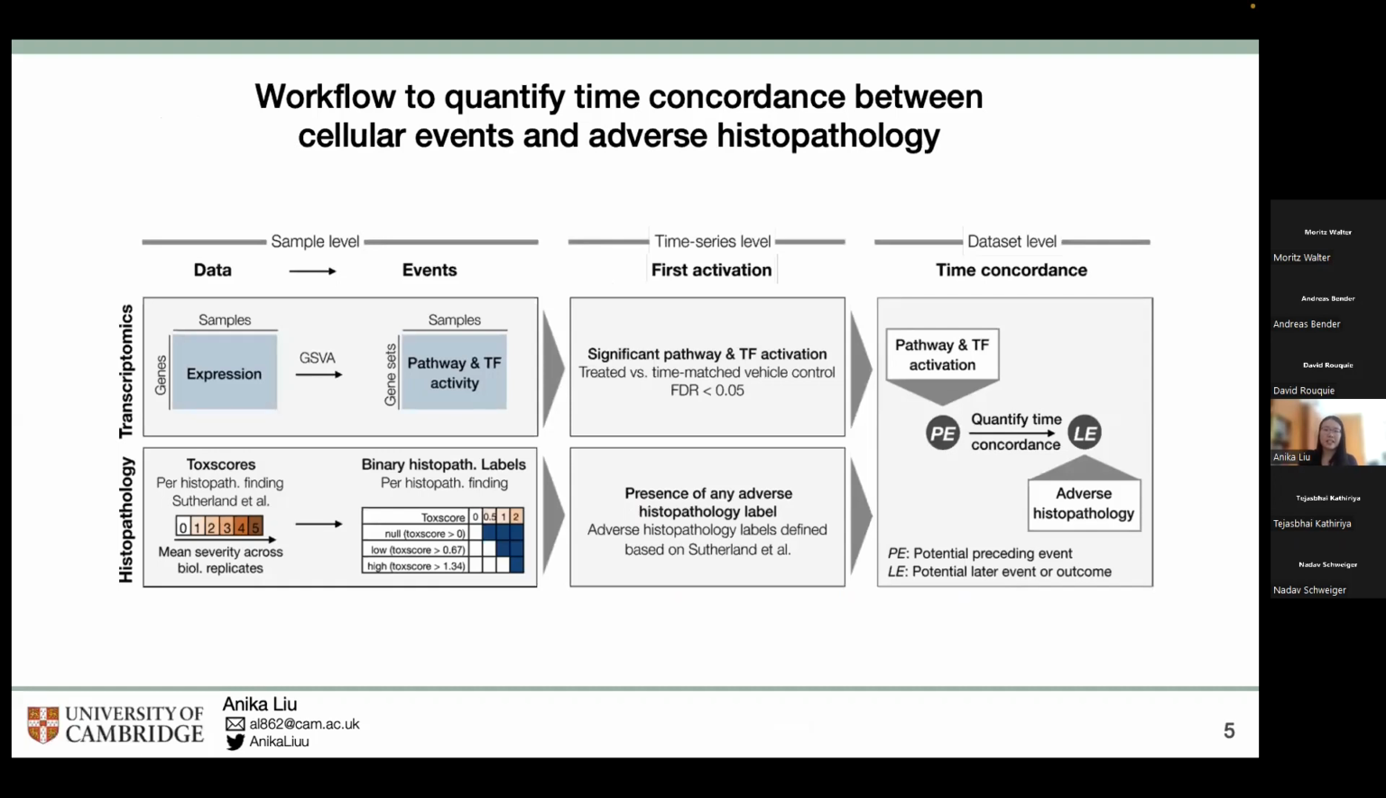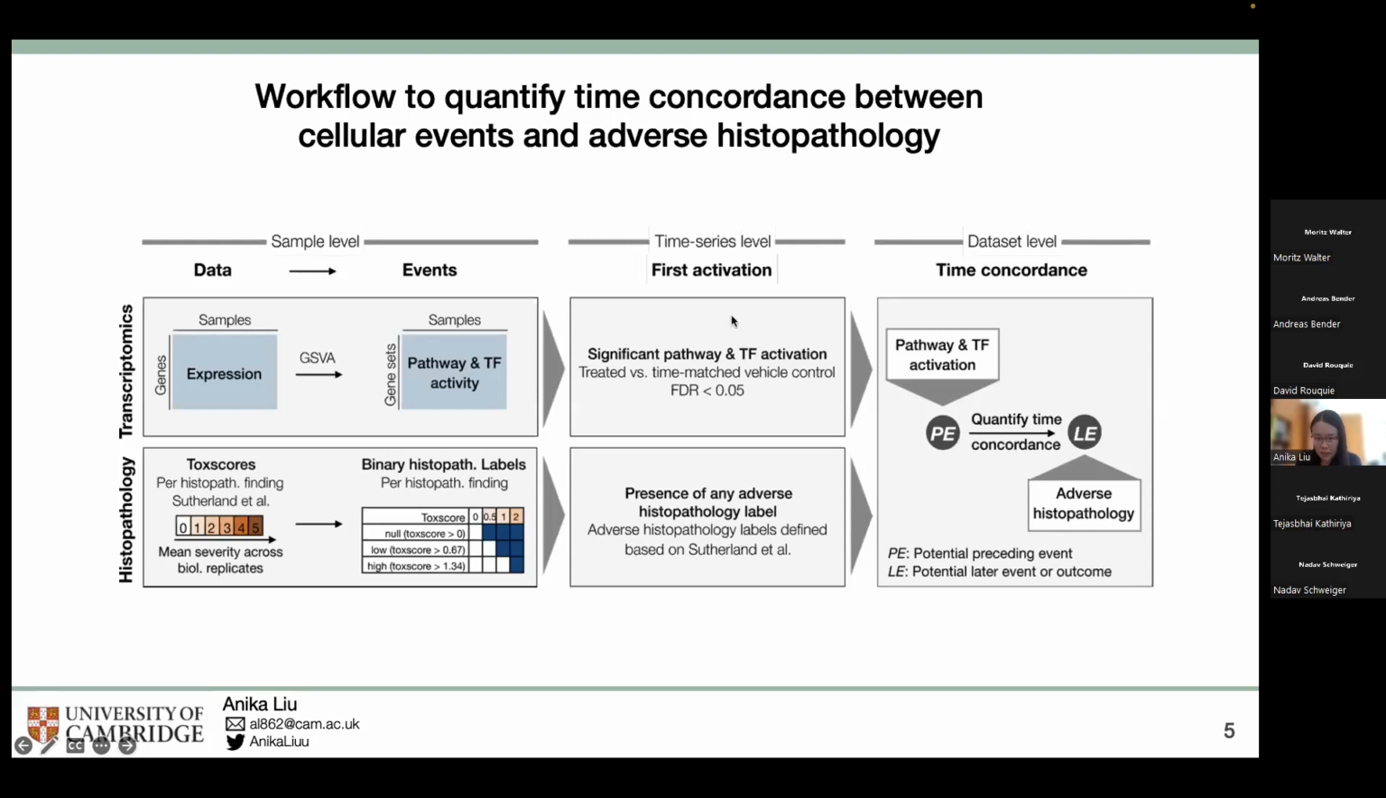So the way we then analyzed time concordance was quite simple. First, we inferred potential events from the data to make this more interpretable and also align with the AOP concept. From the gene expression data, we used GSVA, so gene sets in combination with gene sets, to infer pathway and transcription factor activity, and using the tox scores from the previous Sutherland et al. paper, we inferred when adverse histopathology is first observed.